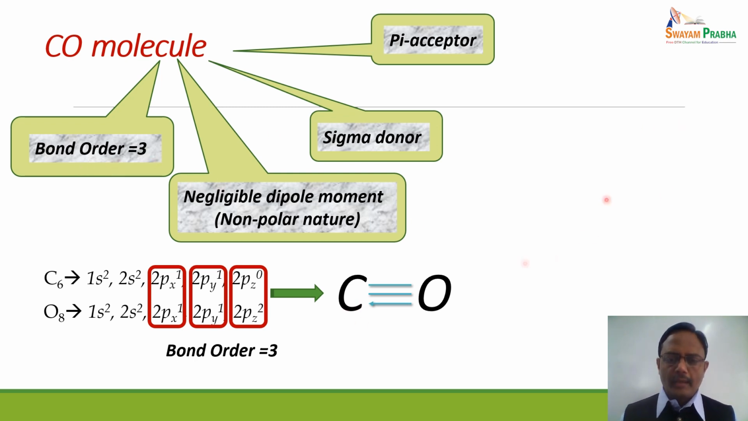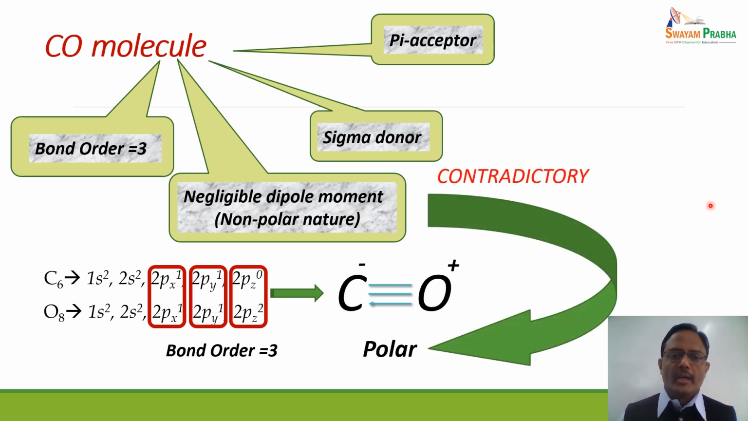But at the same time, this oxygen and carbon will definitely get charges, because oxygen is pairing both of its electrons for bonding, and so oxygen will acquire a positive charge and carbon will acquire a negative charge, and this will induce polarity to the molecule. And since the molecule is becoming polar, it is contradicting the negligible dipole moment or non-polar nature of the molecule.